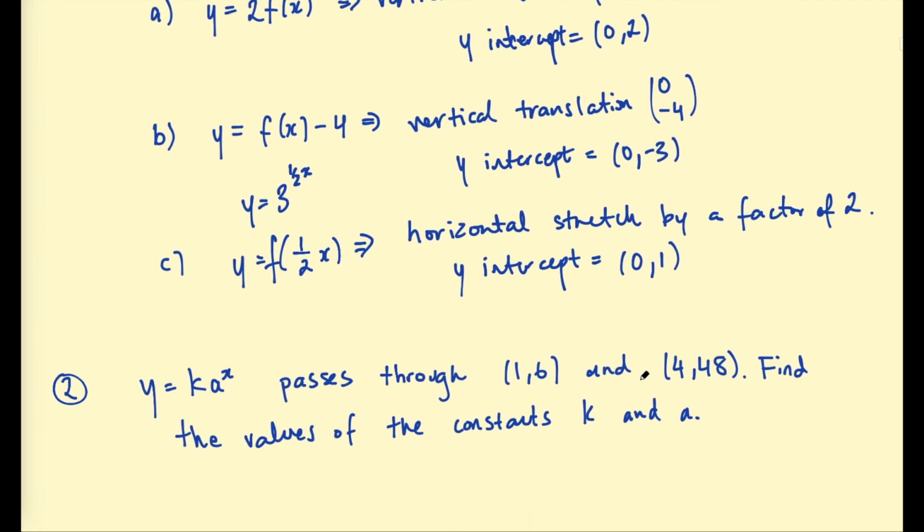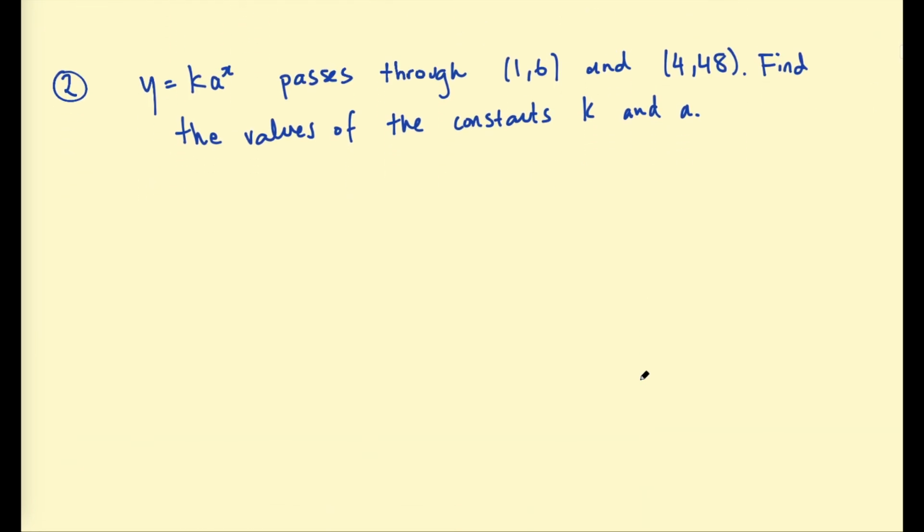Okay, next example. Y equals ka to the x, passes through 1, 6, and 4, 48. Find the values of the constants k and a. Okay, this is similar to finding the graph of a linear function, right? If you're given 2 points, you can find the equation of the straight line. So similarly with an exponential function, 2 points is enough to find these constants.